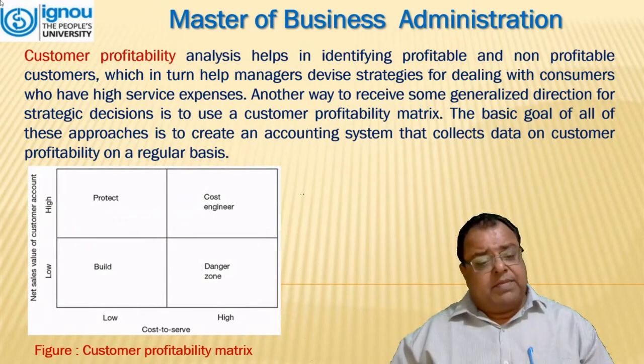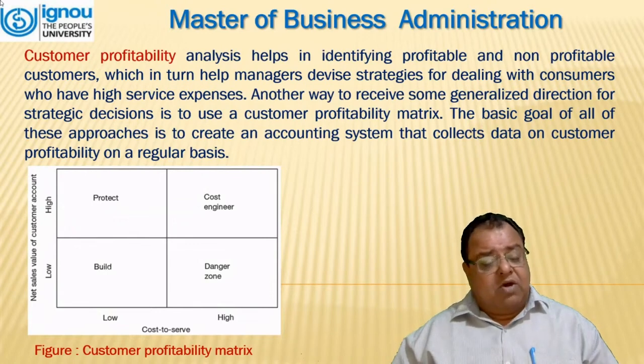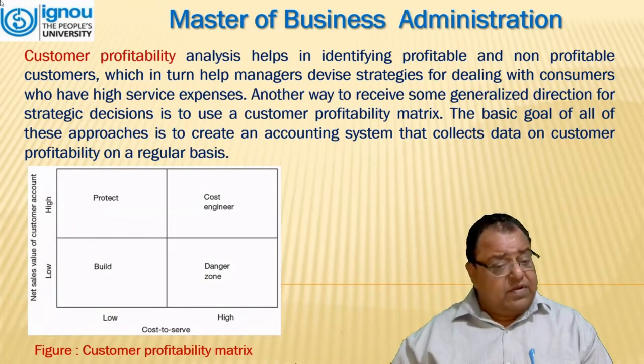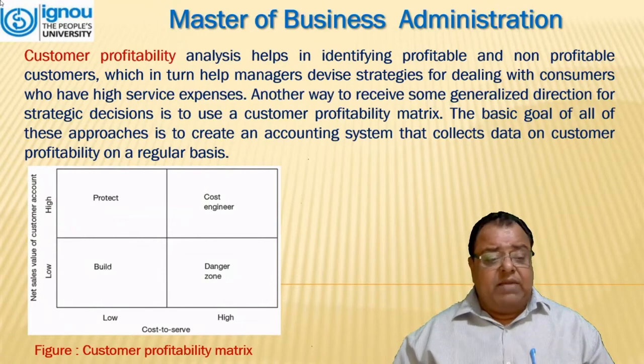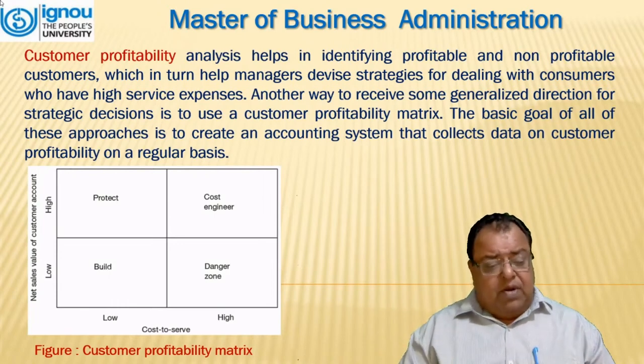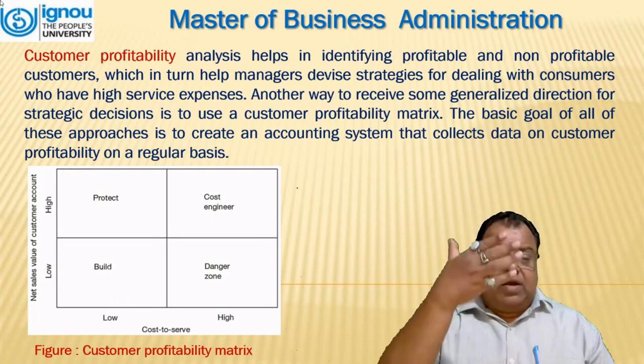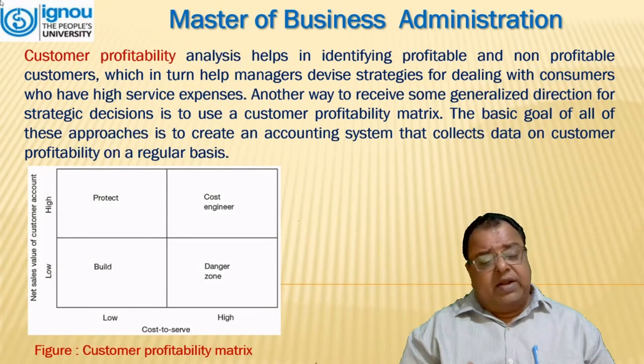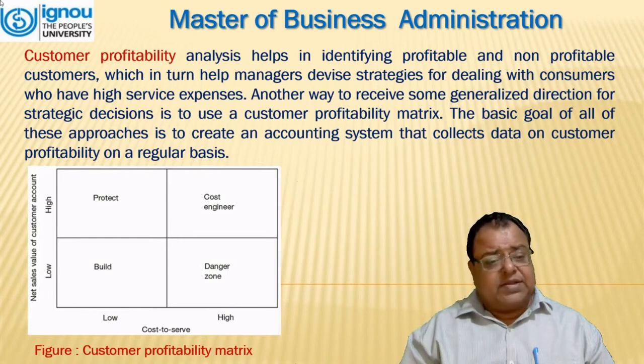The figure depicts customer profitability metrics. Along the horizontal line is the cost to serve, and on the vertical line we can see the net sales value of the customer account. On the vertical axis it moves from low at the bottom to high, and on the horizontal line it moves from left to right, from low to high. This is basically a matrix.